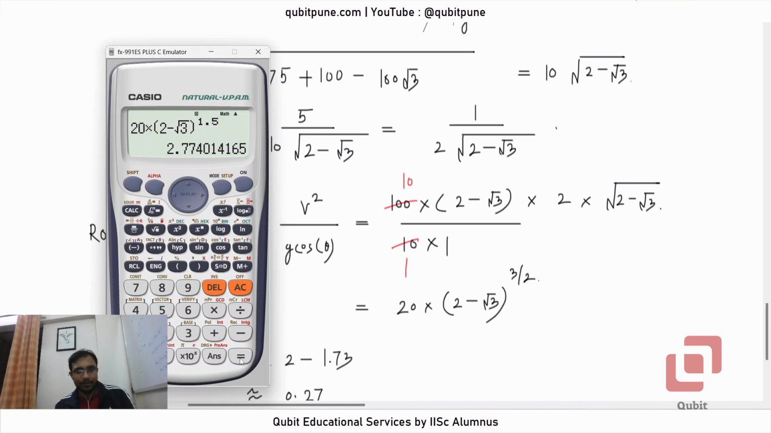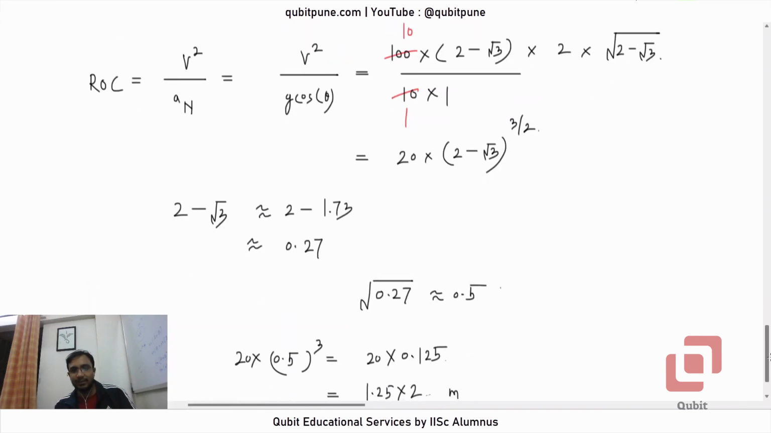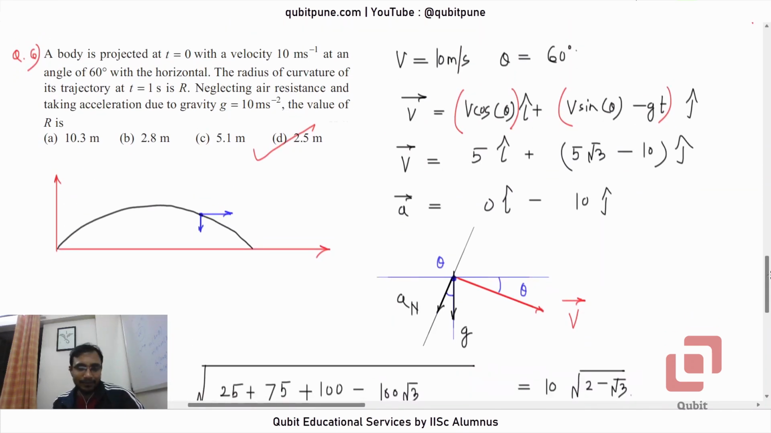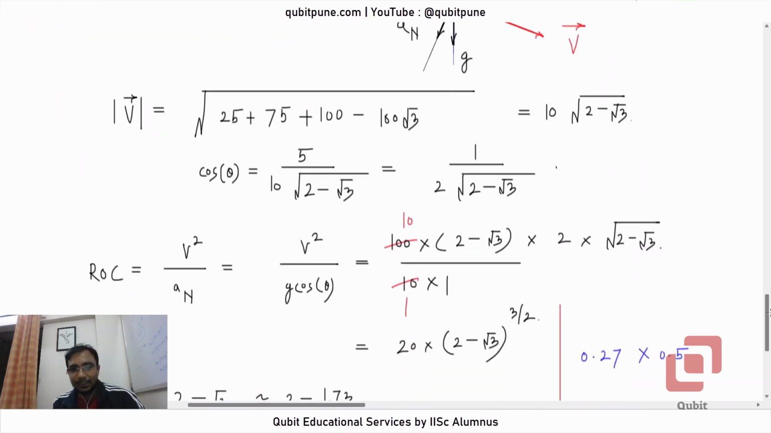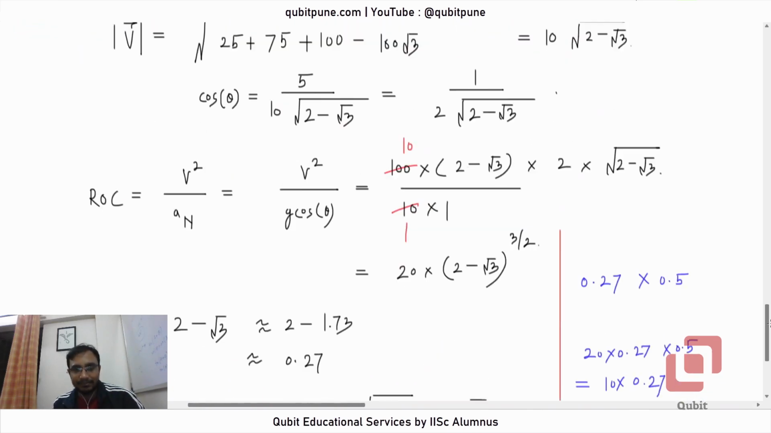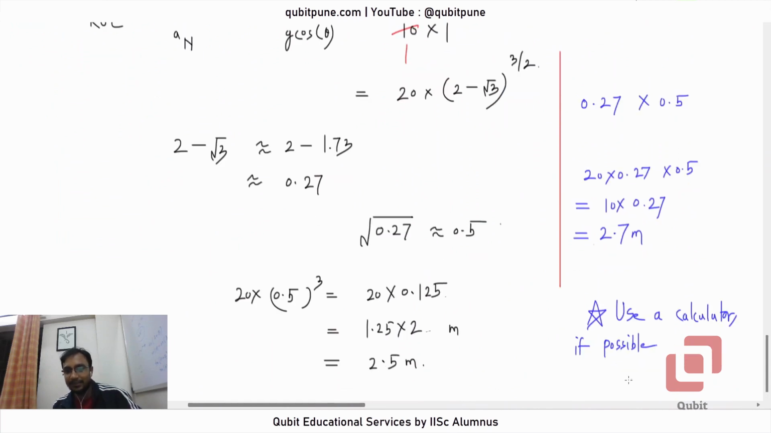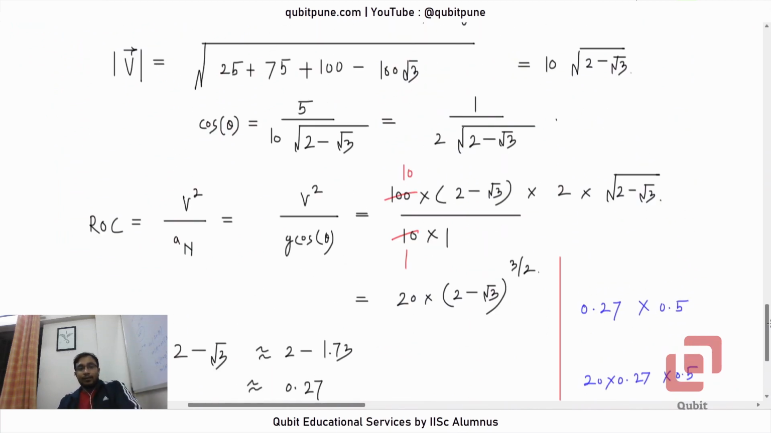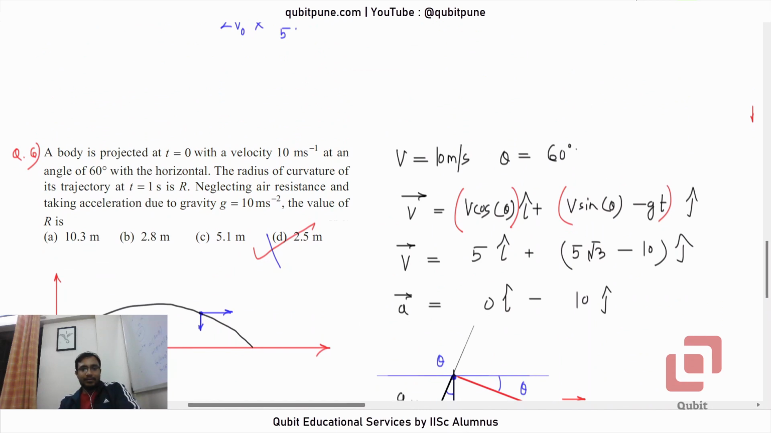So the actual value is 2.77. We get a better answer if we do not approximate the cube directly, so I think the better option is 2.8. Fine, so it's not 2.5 but 2.8.